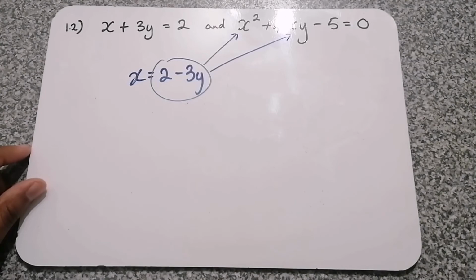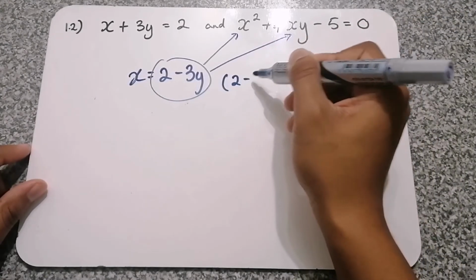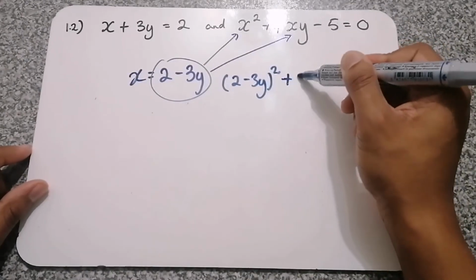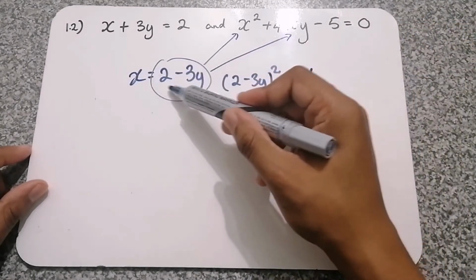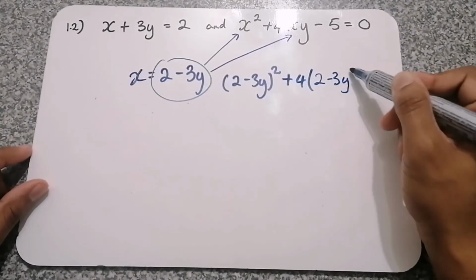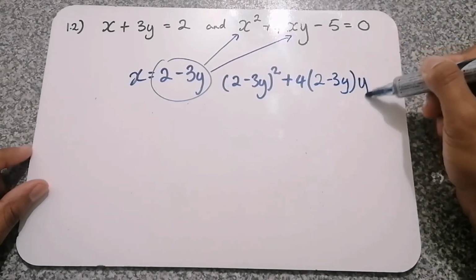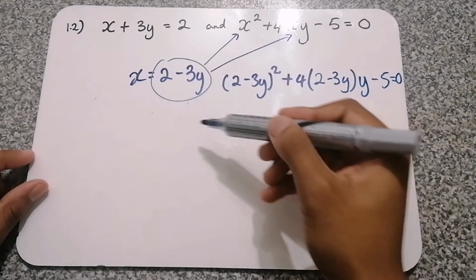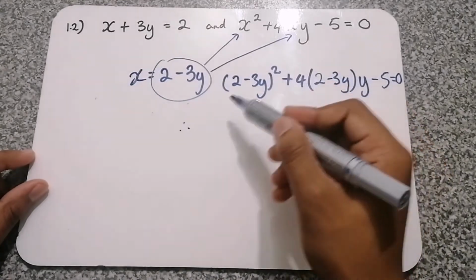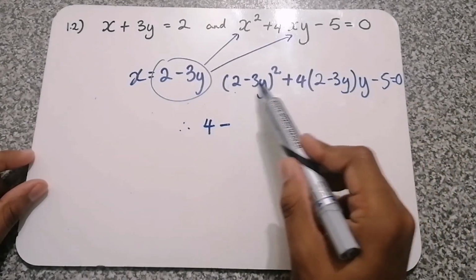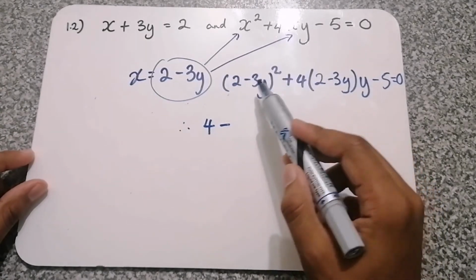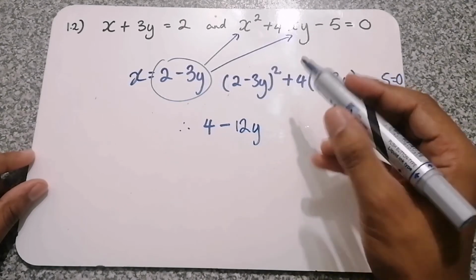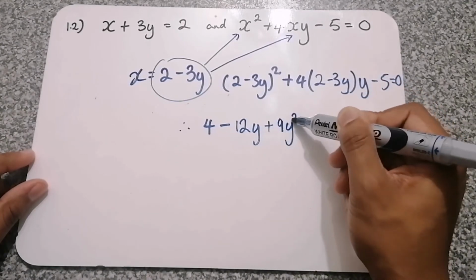Okay, so I'm going to rewrite my equation as follows. 2 minus 3y squared, this is instead of the x squared. And then we have plus 4 times this x, which is 2 minus 3y. And then we still have the y over there, minus 5 equal to 0. Now, let's FOIL out and then solve completely. This is 4 minus the product of the 2 terms doubled. So that's 2 times 3 doubled, which is 12y. And then 3 squared is 9y squared.